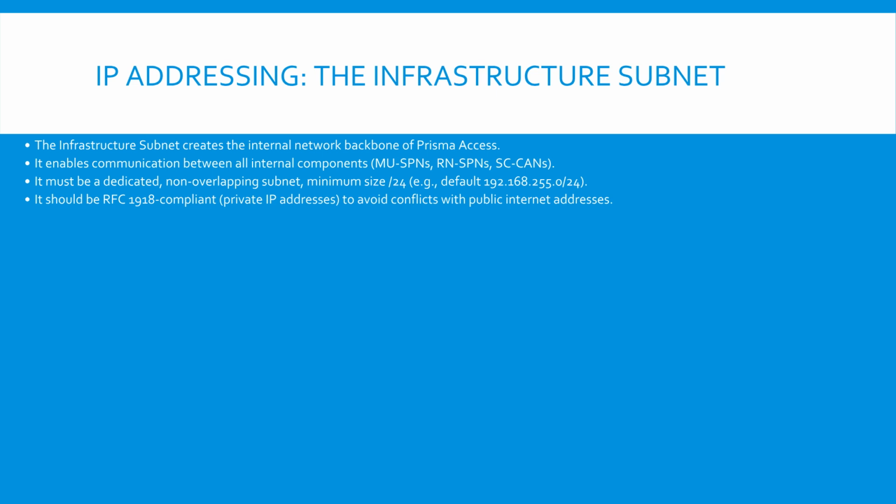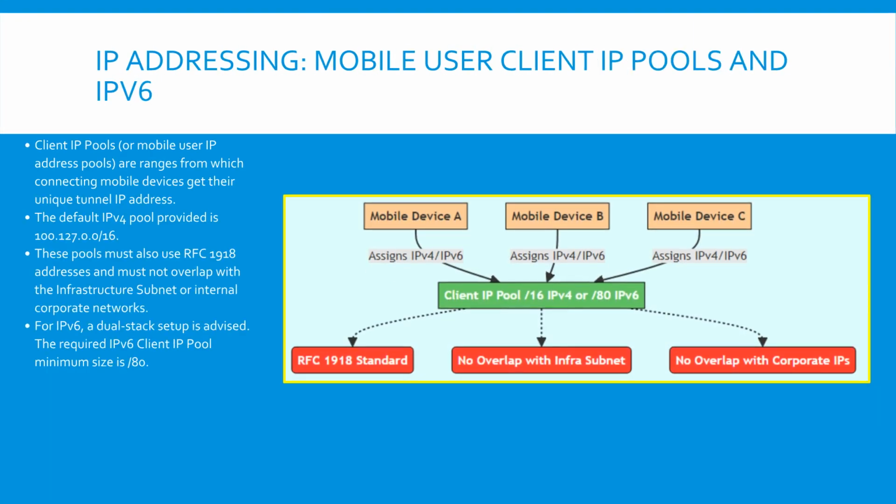What did we learn? We learned that the infrastructure subnet, typically a minimum /24 RFC 1918 network, is the internal communication backbone for all Prisma Access components. The important point is that the infrastructure subnet must be unique and non-overlapping with internal corporate networks or mobile user pools. Following the establishment of the internal backbone, we focus on the addresses given to individual users, called client IP pools. These are the IP ranges from which the GlobalProtect Gateway assigns a unique IP address to the virtual adapter on every connected mobile device.